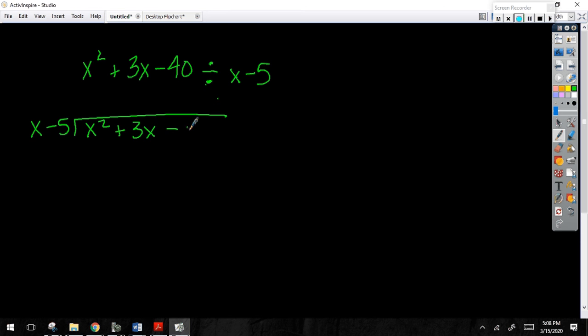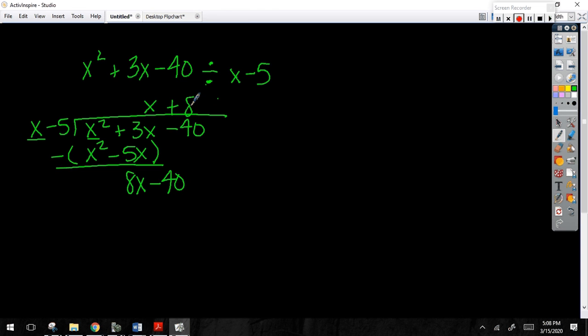As we divided this, we said we got an x here, we multiplied through, and we subtracted. We got 8x minus 40. We got a positive 8 here, multiplied through. And so the answer we got was x plus 8, right? All right, so when you set up synthetic division, what you need to do is take the opposite sign of the number here, okay? And it's got to be opposite sign, so you got to be really careful.